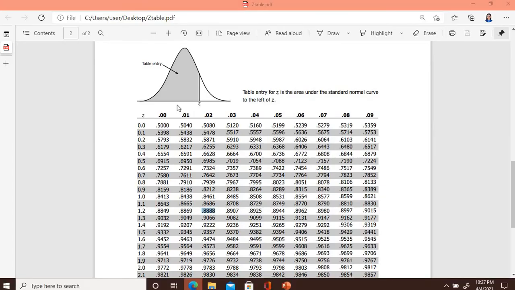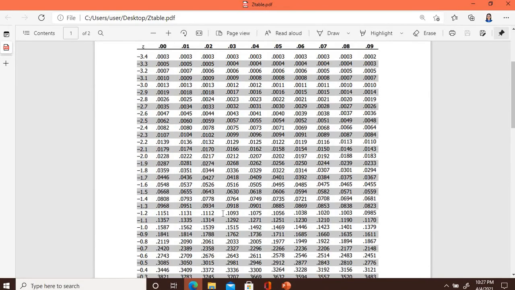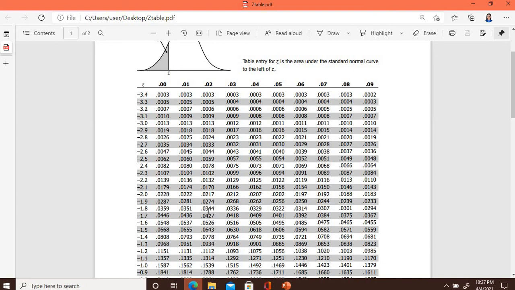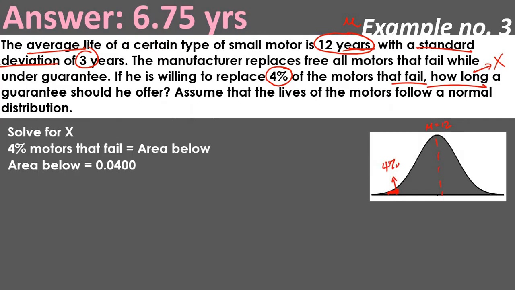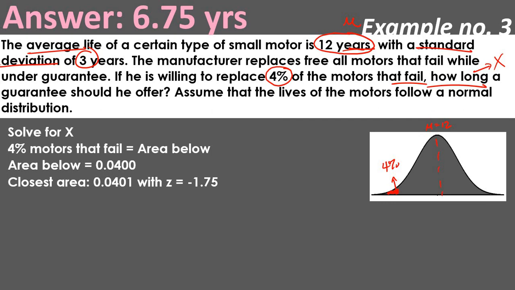So 0.04. Notice that we should be on the negative values of z. So let's proceed to page 1. We need to locate the closest value to 0.04, and that should be 0.0401. So the closest area to 0.0400 is 0.0401 with a z value of negative 1.75. Let's try to verify that. So this is 0.0401. The z is negative 1.75. So that's correct.